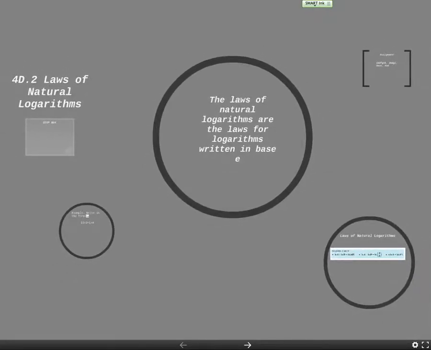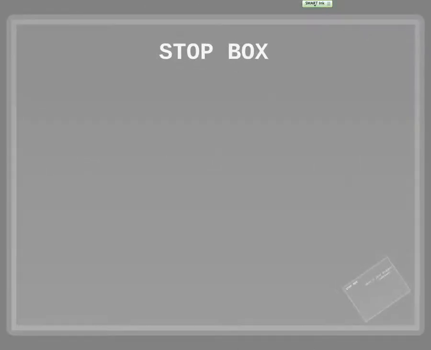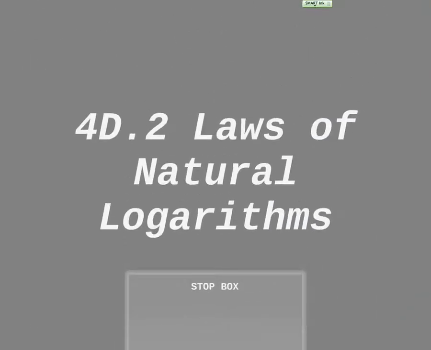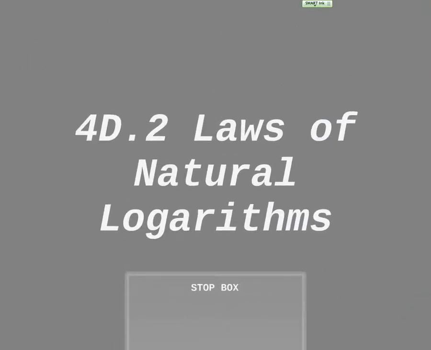So 4D.2 is the laws of natural logarithms. I think I'm going to shut the lights off for you so you can see. Okay. So don't forget your stop box. And now after you get that stop box, there's that title again.